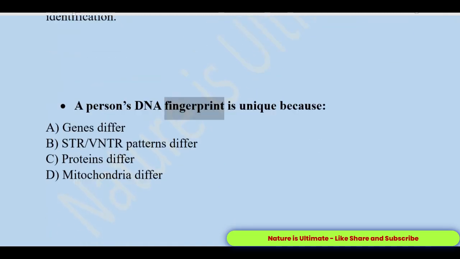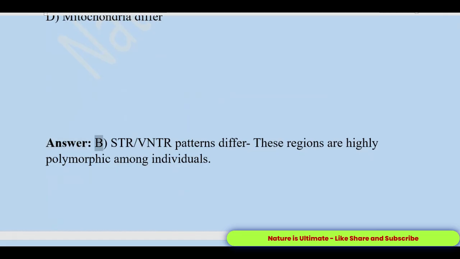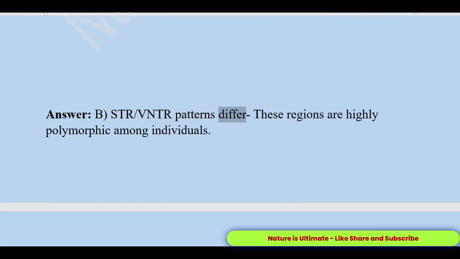A person's DNA fingerprint is unique because A. Genes differ, B. STR/VNTR patterns differ, C. Proteins differ, D. Mitochondria differ. Answer: B. STR/VNTR patterns differ. These regions are highly polymorphic among individuals.